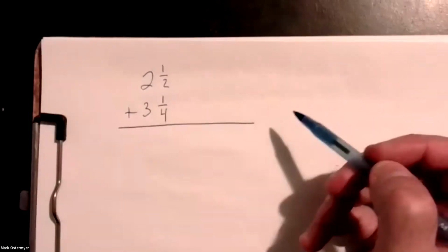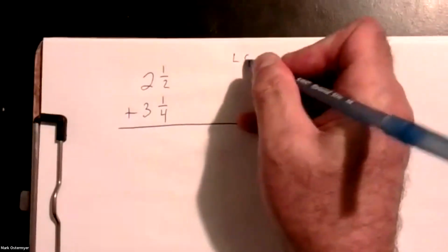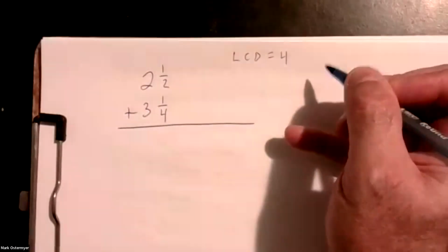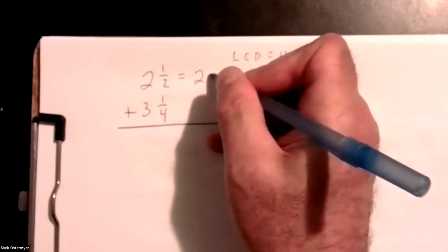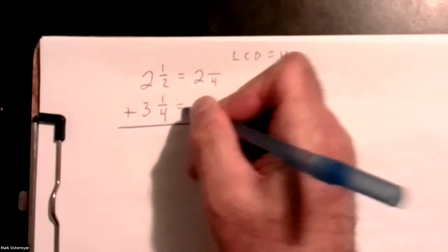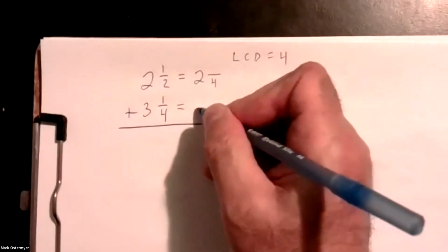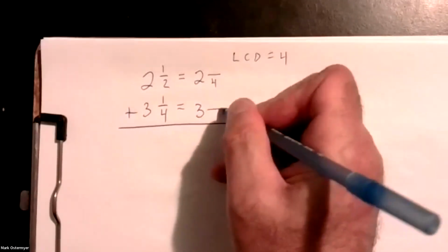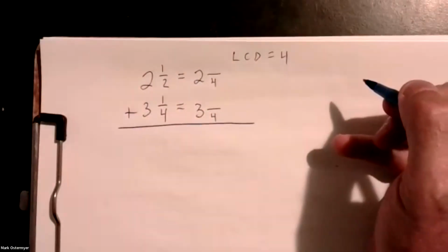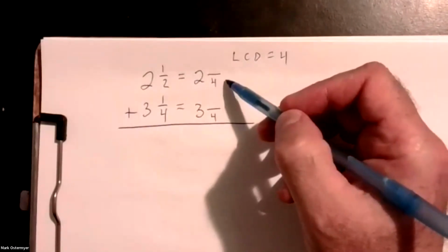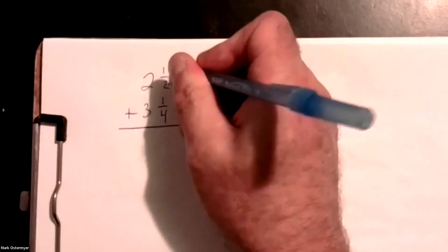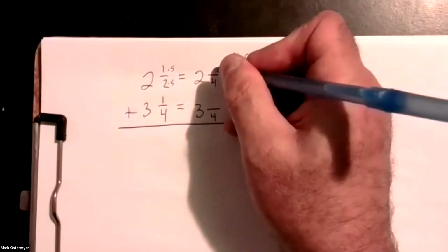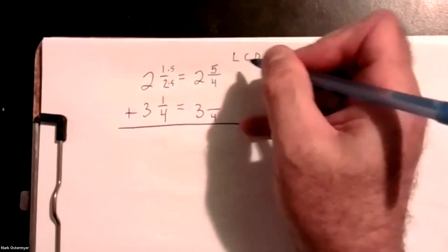It doesn't matter which one you put on the top or bottom. My least common denominator is still 4. I've got to build this mixed number up into an equivalent mixed number where the denominator becomes 4. Likewise, I've got to build this mixed number up into an equivalent mixed number where the denominator of the fraction must be 4. What do I multiply 1/2 by to build it up to a fraction with a denominator of 4?